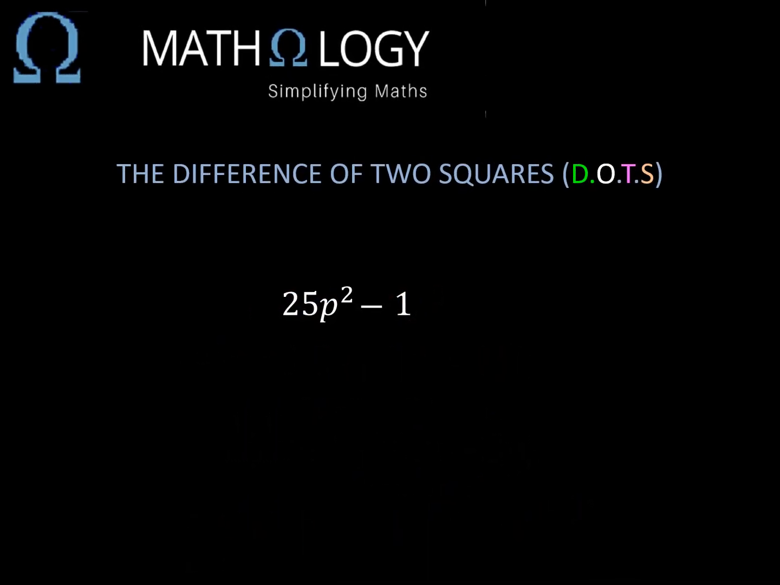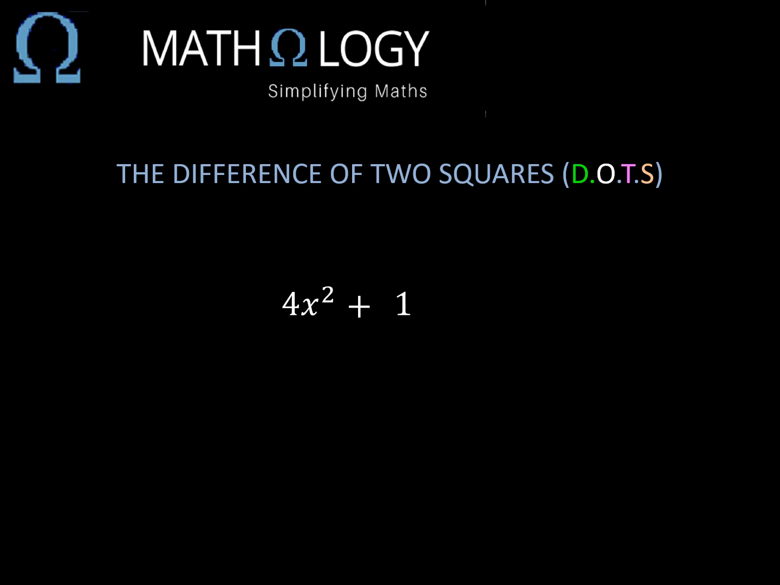Factorize 25p squared minus 1. This expression does not contain any common factors. There are only two terms, separated by a minus sign, and both terms have a perfect square root. The square root of 25p squared is 5p and the square root of 1 is 1. 25p squared minus 1 therefore factorizes as (5p + 1)(5p - 1).